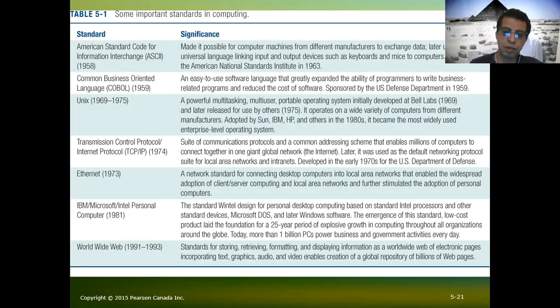Then we have the TCP/IP, which is a protocol, the Transmission Control Protocol, Internet Protocol. It's like a tag to know who is sending what. It's a suite of communication protocols and a common addressing scheme that enable millions of computers to connect together in one giant global network, the internet. Later, it was adopted as the default networking protocol suite for the local area network and intranet, and developed in 1970 by the US Department of Defense.